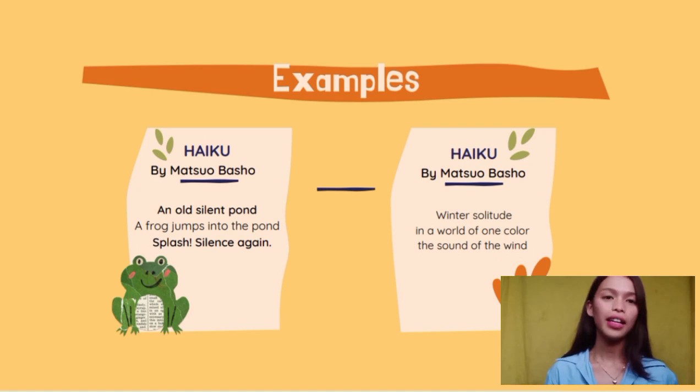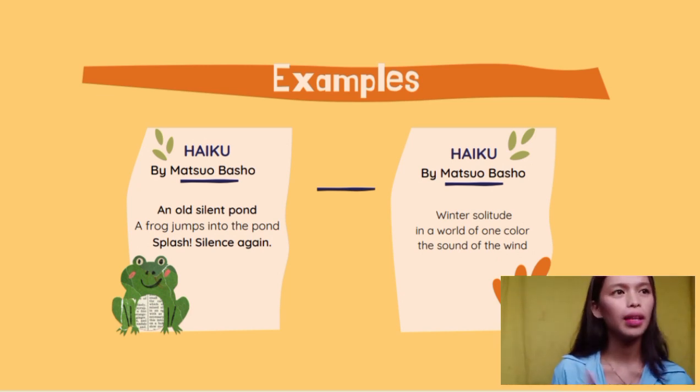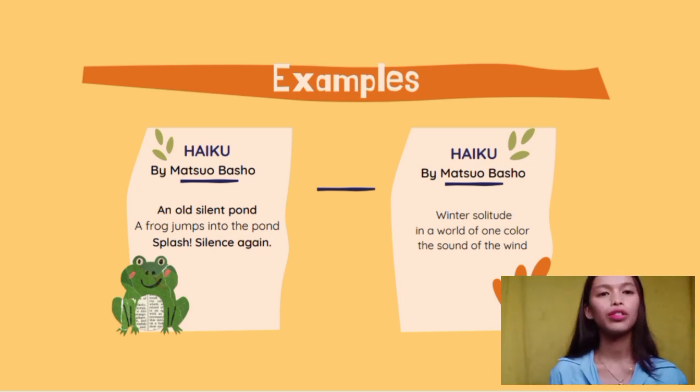So in this haiku, the one color suggests a monochromatic world stripped of vitality, while the sound of the wind evokes a sense of emptiness and desolation. So the poem's simplicity allows the reader to fully appreciate the stark beauty of the natural world during winter. So that's all about the examples of the haiku poems.